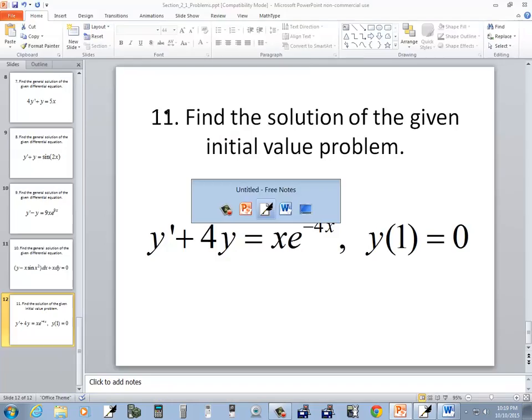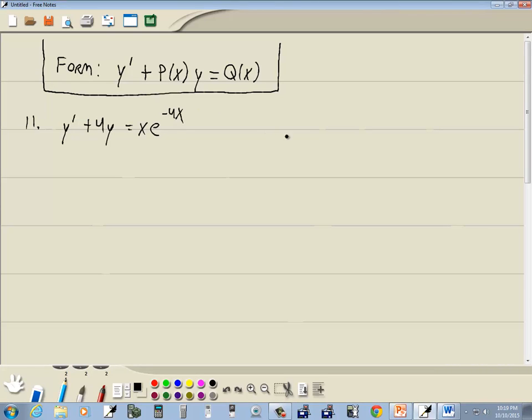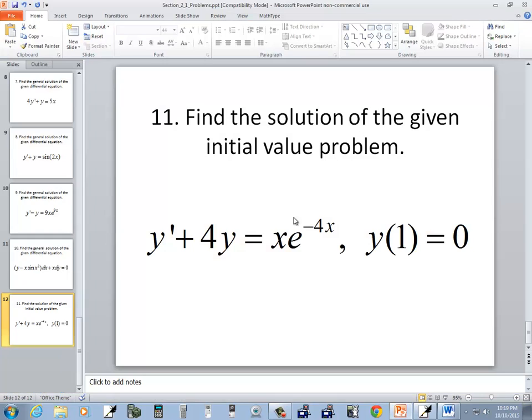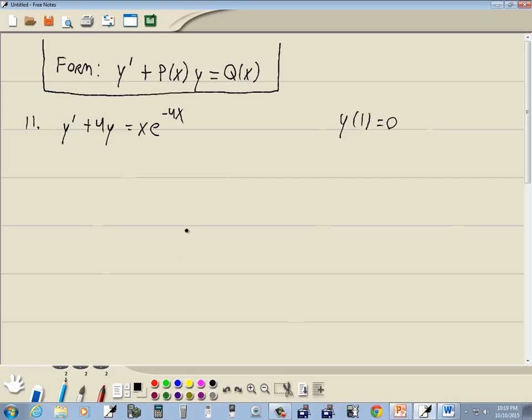x e to the negative 4x. In this one, we got y of 1 is equal to 0. Now this says find a solution of the given initial value problem. So we're going to start off doing the same technique here, but then we're going to apply this later on. Okay. Well, step 1. This is in the right form. So step 2. We want to find an integrating factor.